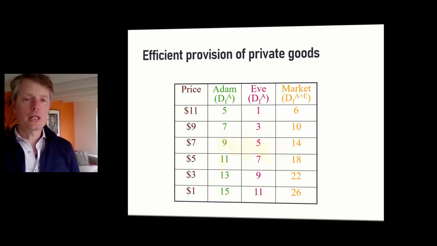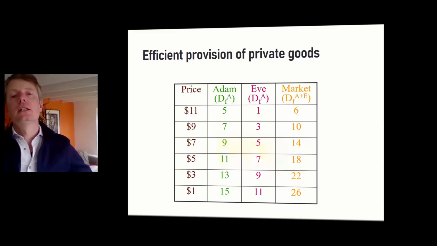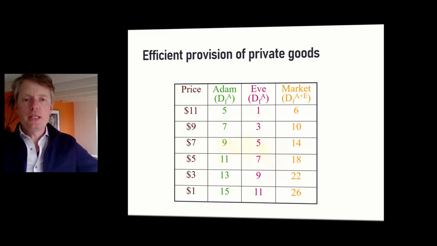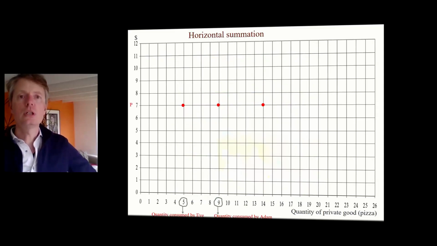So we take a certain price, say 11. At a price of 11, Adam demands 5, Eve demands 1, so together at the price of 11 they demand 6 units of the good. If the price is considerably lower, for instance only $1 per piece, then Adam demands 15, Eve 11, so total market demand is simply the summation of their demands. 15 plus 11 is 26.